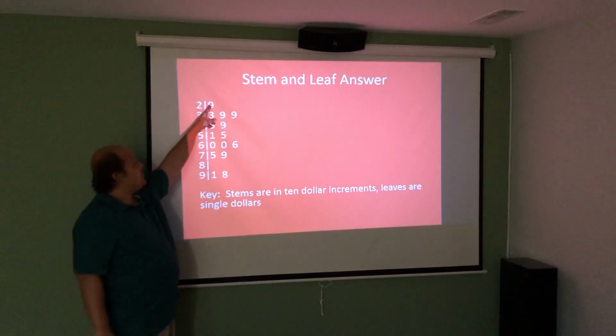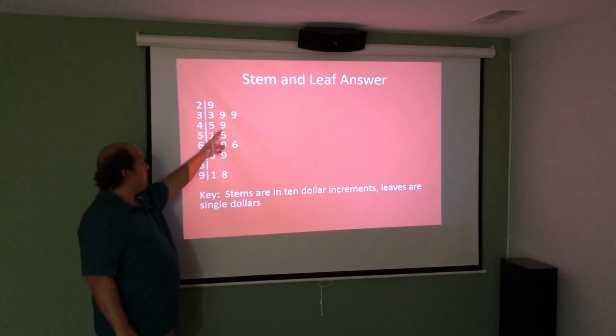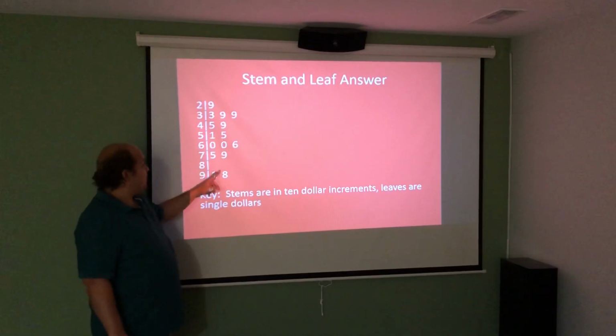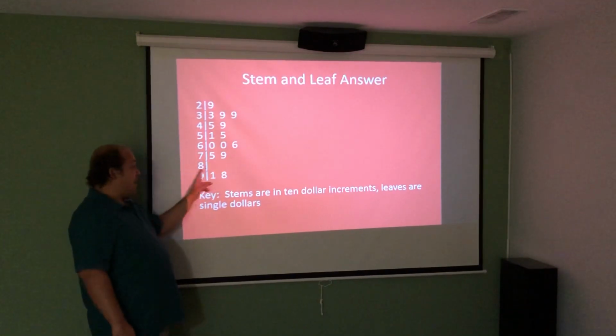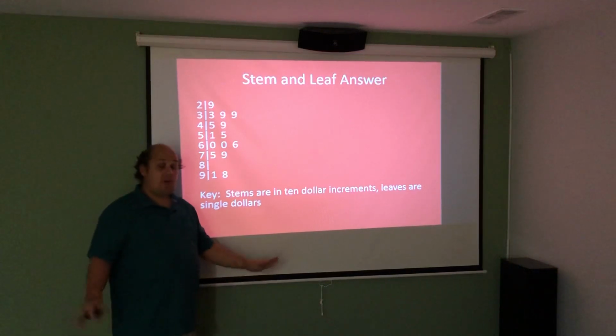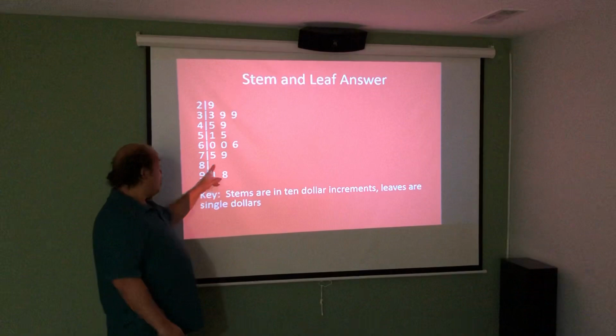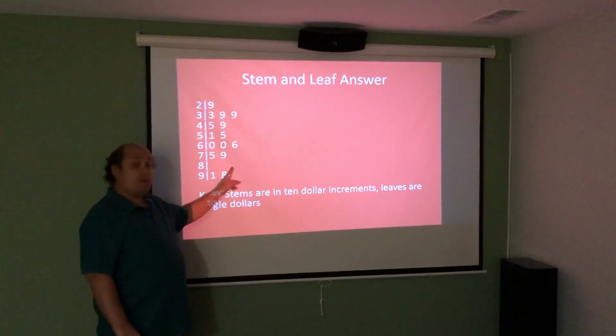So this represents 29, 33, 39, 39, 45, 49, 51, 55, 60, 60, 66, 75, 79. This I want to point out. There's no leaves in the 8 row. That means none of the routers I was looking at cost $80-something. Because there's no leaves, we know there's no data points.